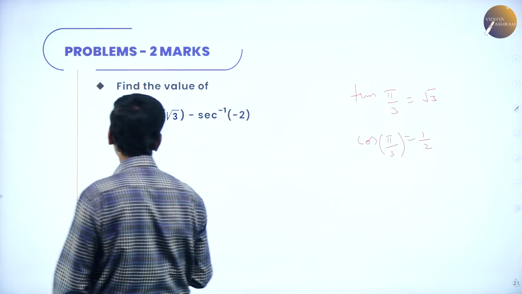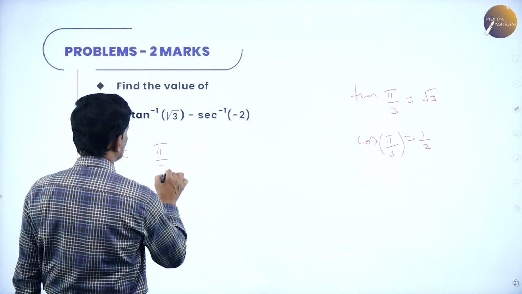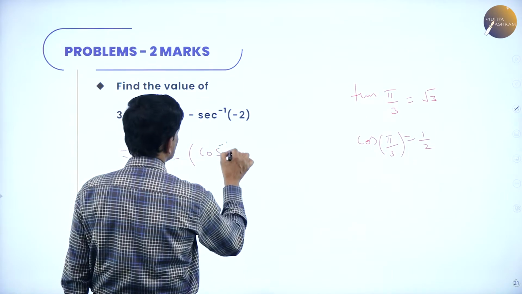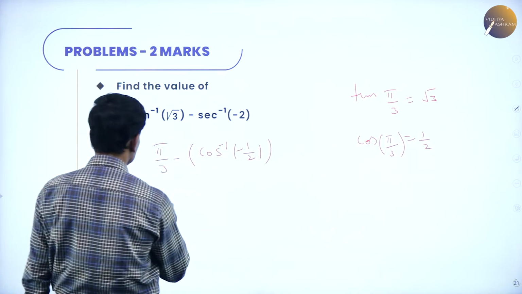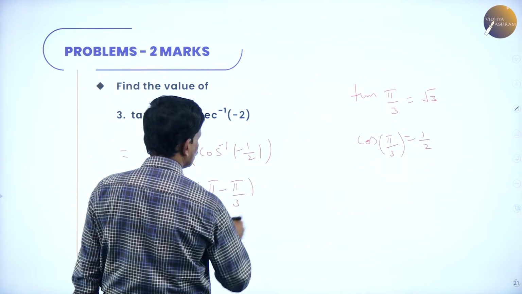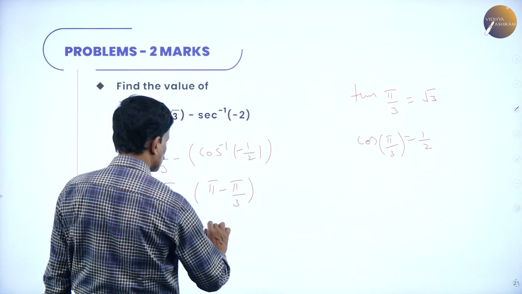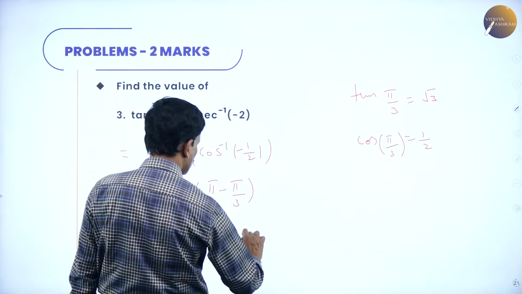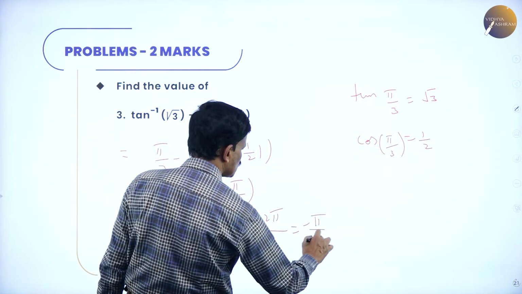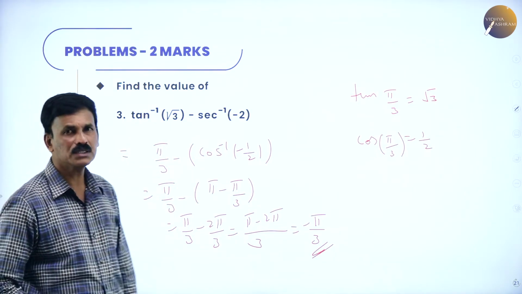So, substitute here. This can be written as tan inverse of root 3 is pi by 3 minus, since it is negative, you can also write it as cos inverse of minus 1 by 2, pi minus pi by 3. Now, pi by 3 as it is, you can take LCM, 3 pi minus pi is 2 pi by 3. Simplify this, 3 is the LCM, pi minus 2 pi, that's equal to minus pi by 3 is the required answer for this. So, what is the answer? Minus pi by 3. Okay.